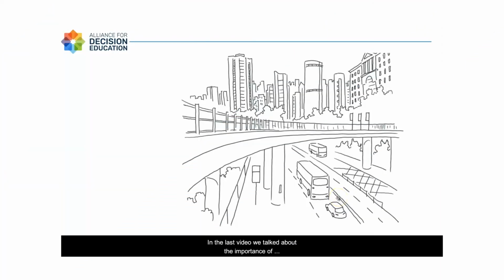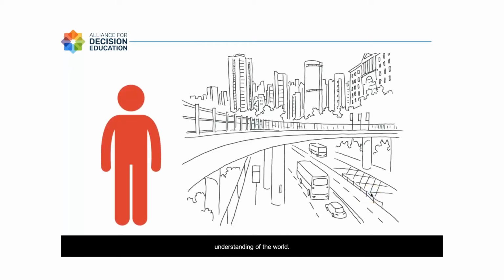In the last video, we talked about the importance of understanding our goals and values so that we can make decisions that align with them. Another key component of valuing and applying rationality is about making sense of and having an accurate understanding of the world. Getting better at knowing what is true helps us get better at knowing what to do.